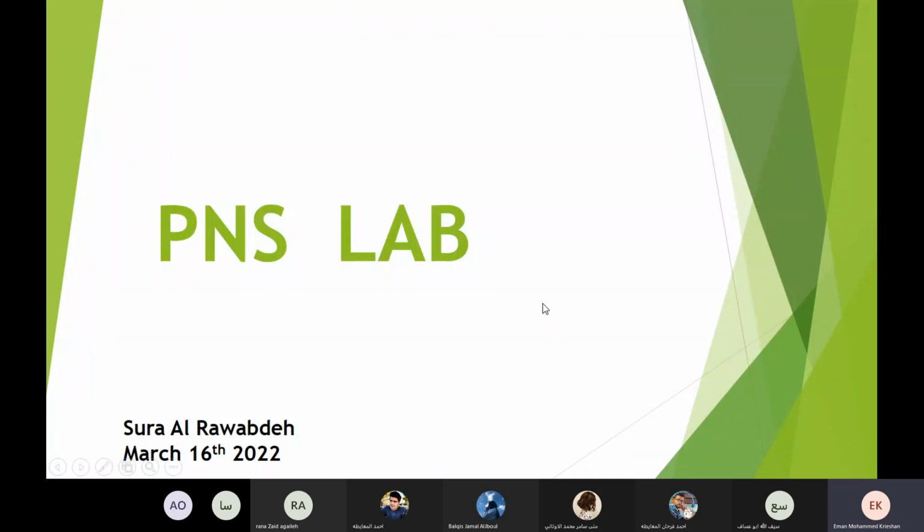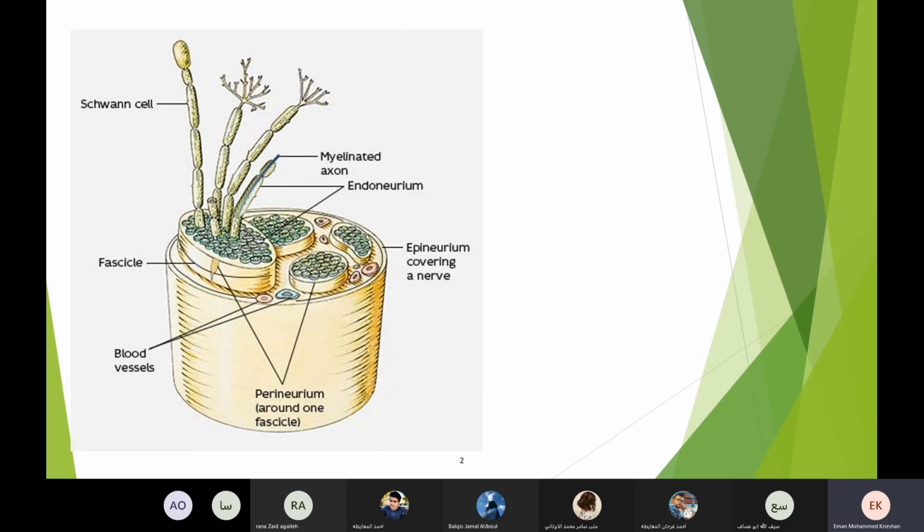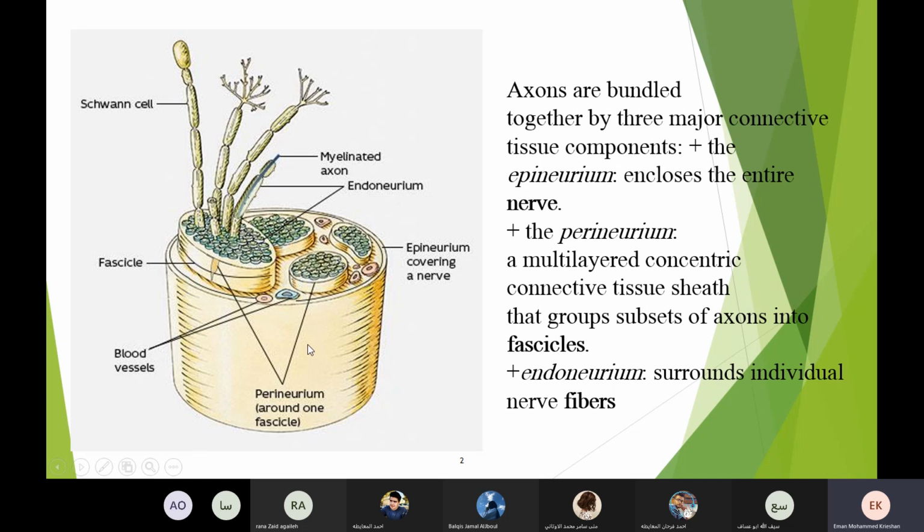So actually today we will do some slides for the peripheral nervous system lab. What I did, I collected all the photos from the previous 3 lectures and put them in one section so that we will recall everything with each other. So if you recall, this is the part of the nerve, okay? This is the fascicles. This is 1, 2, 3, 4 fascicles.